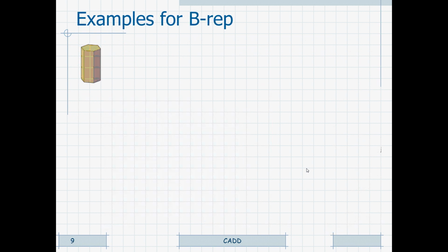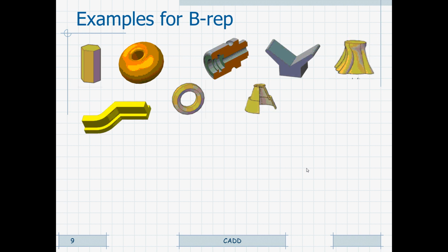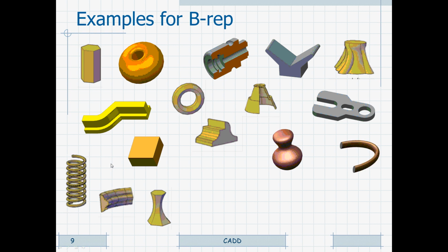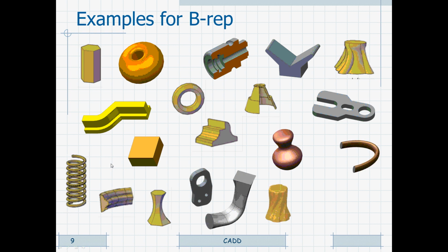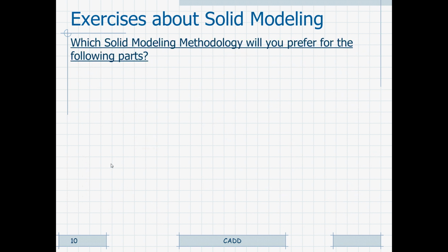Now, some examples of boundary representation where you can use extrude, revolve, blend tool, or sweep tool. Helical sweep example, and some other examples to create these kind of parts. Now, this is some exercises.